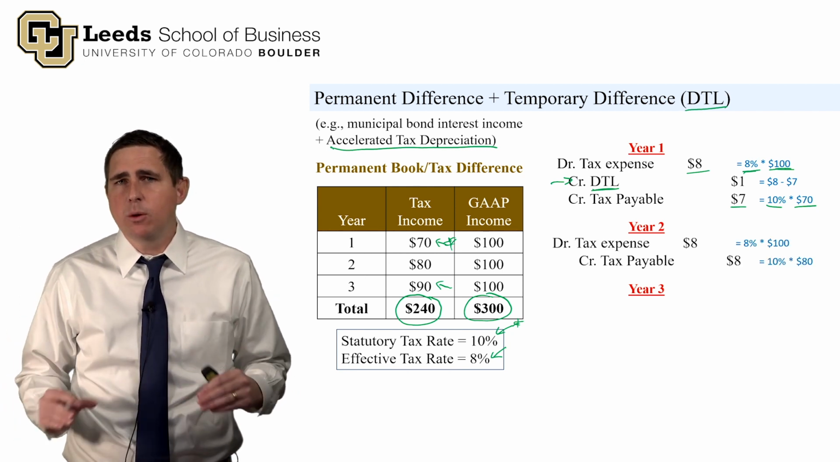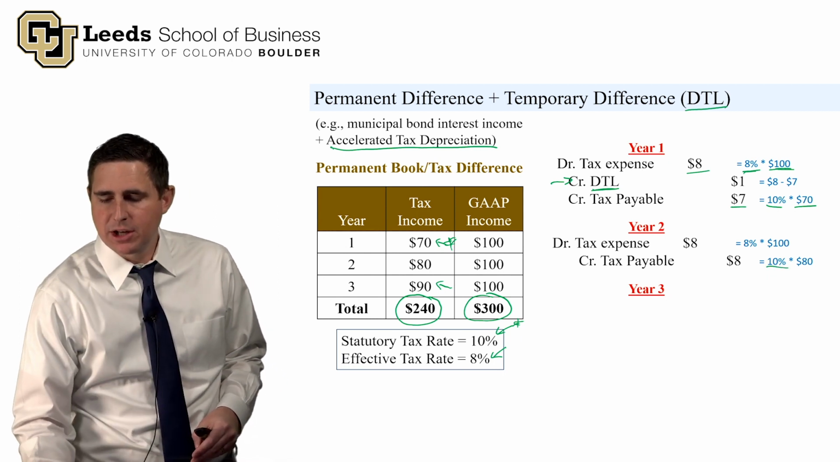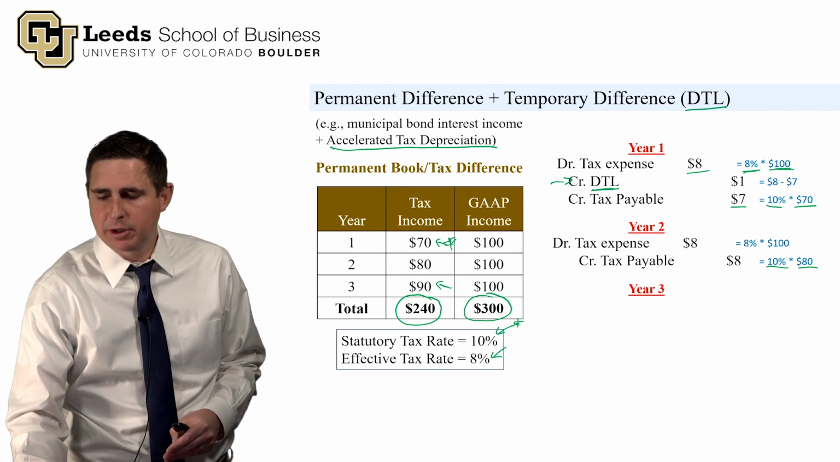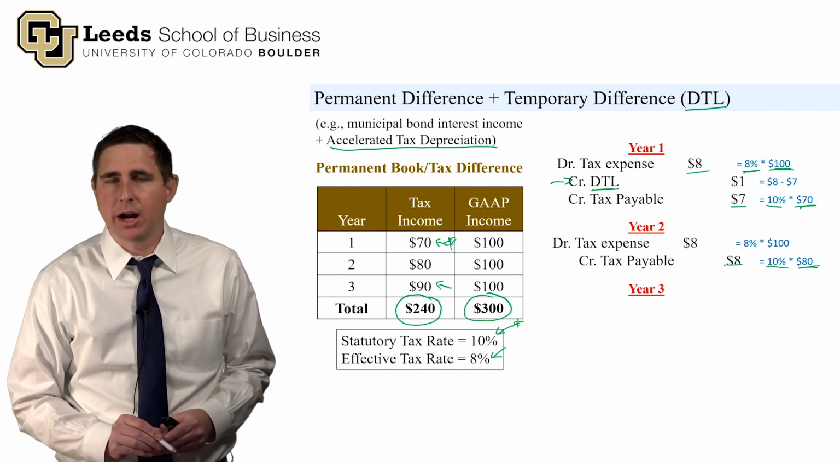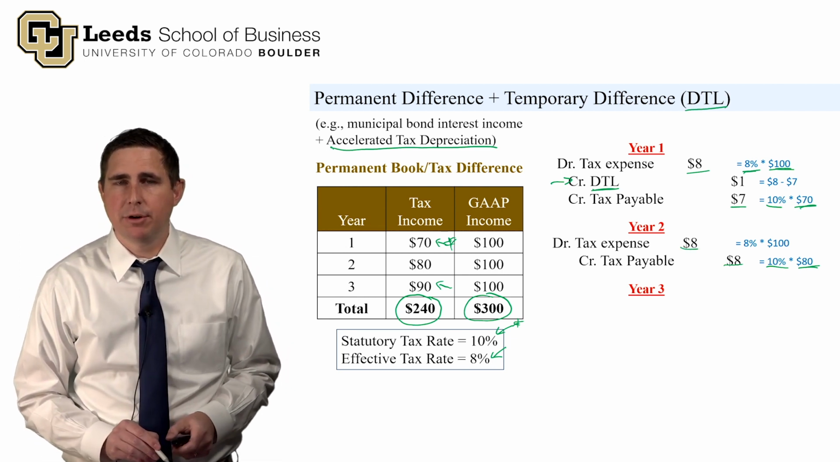In year two, let's see what happens. Year two is kind of the equalized year where taxes payable is still that 10% statutory rate times $80 now of taxable income. So you can see taxable income went from 70 up to 80, and now we're paying $8 to the government. Tax expense is still $8, 8% times 100.